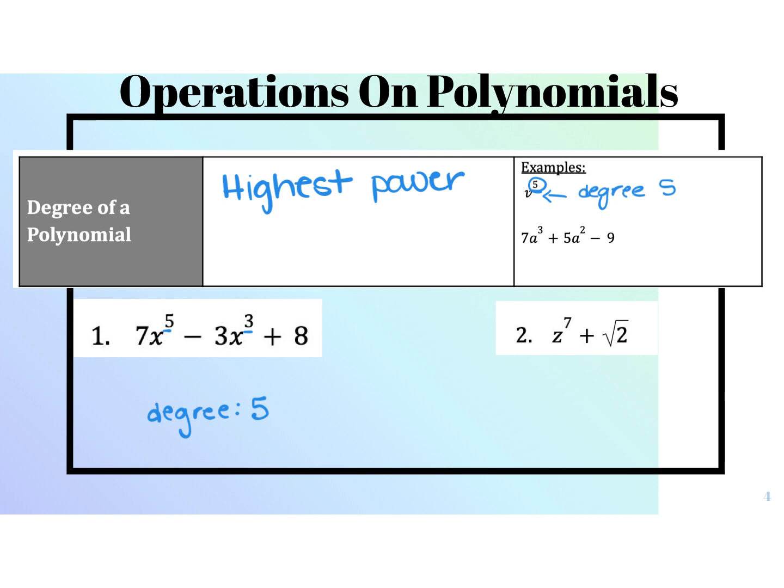If I'm looking at number 2 here, I have z to the 7th plus the square root of 2. What we'll talk about later is the square root actually can be written as that number to the power of a half. So this is like saying z to the 7th plus 2 to the 1/2 power. So if I'm looking at my powers, the highest degree or the highest power is 7, so this is a 7th degree.